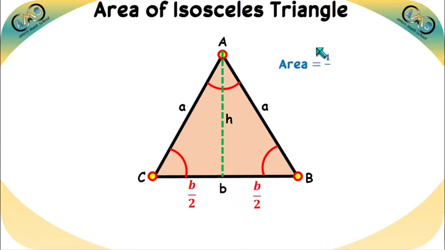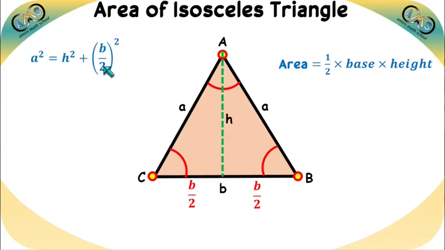And the area of the triangle, we know, is half times base times height. And we are going to find the value of this height in terms of this A and this B by 2. Now we need to find the value of AC in terms of A and B. In this right angle triangle, we can write A square equal to AC square plus B by 2 whole square. That is according to the Pythagoras theorem.